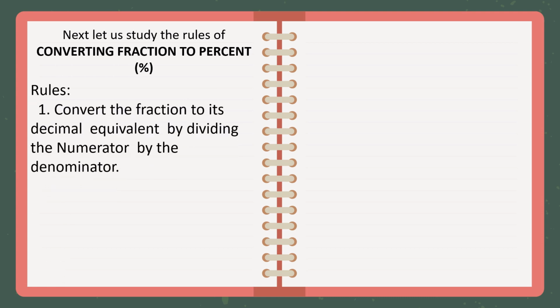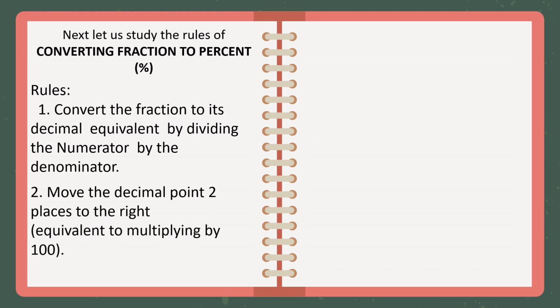Next, let us study the rules of converting fraction to percent. Here are the rules. Number 1. Convert the fraction to its decimal equivalent by dividing the numerator by the denominator. Number 2. Move the decimal point 2 places to the right. That is equivalent to multiplying by 100. Number 3. Affix the percent sign. So in order for you to fully understand the rules, here are some examples.